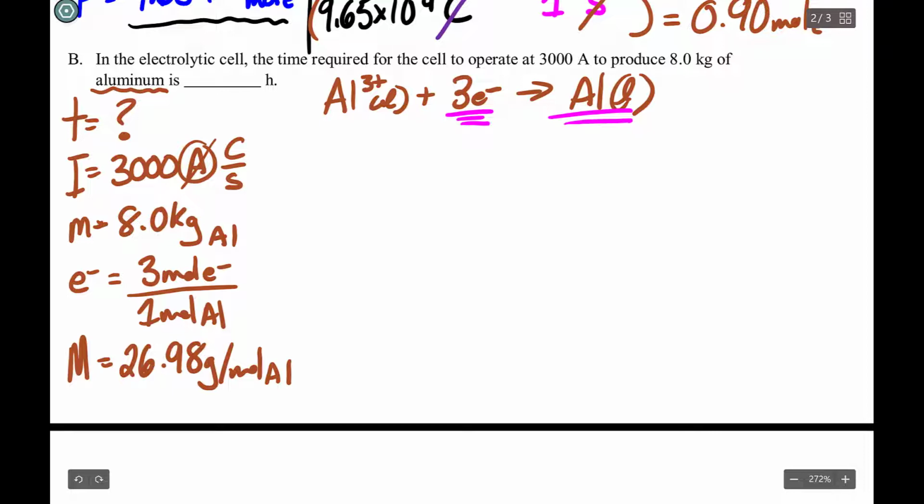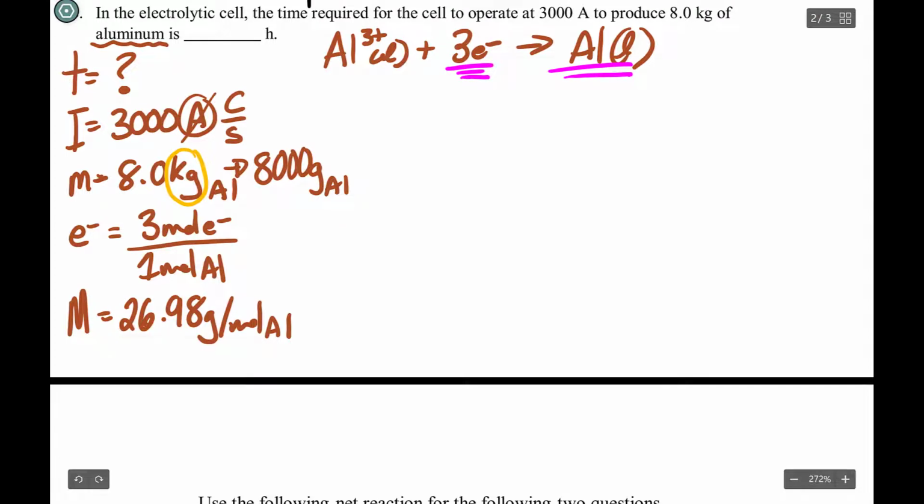What this has alerted me to is this kilograms isn't going to cancel out nicely with this grams down here. So I'm going to just convert my kilograms of aluminum to grams, so everything is in the same unit. So 8,000 grams of aluminum is the same as 8 kilograms. The only other variable that's missing from my list here is Faraday's constant, which is 9.65 times 10 to the 4 coulombs per mole of electrons.